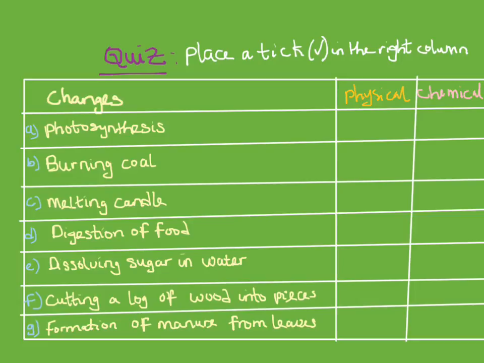All these are examples of changes. You are required now to place a tick in the white column to determine the change which is actually taking place in each of these cases. You can now do this exercise to evaluate your comprehension of physical and chemical changes.